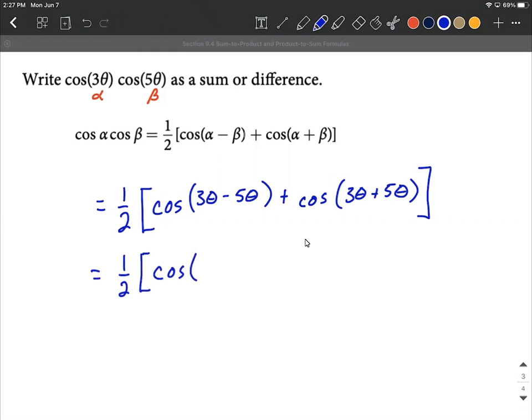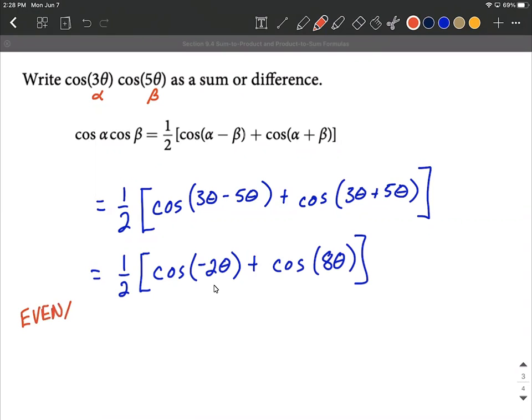Next, 3 thetas minus 5 thetas makes negative 2 thetas on the inside of that cosine, plus cosine of 3 thetas plus 5 thetas, which makes 8 thetas on the inside of that cosine. I do notice that we get a negative on the inside of this cosine. A better answer would probably be if we had that being positive. To get rid of any negatives on the inside of a trig function, we always go back to our even-odd identities. The even-odd identity for cosine says that we're allowed to just drop this negative without putting a negative out in front.